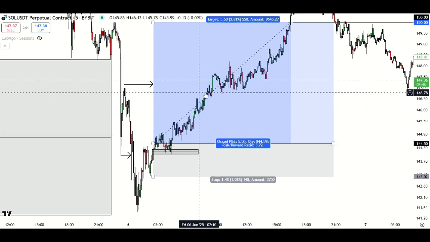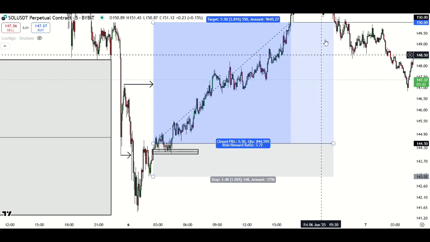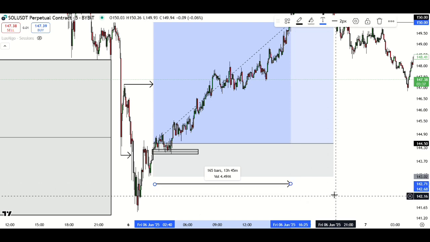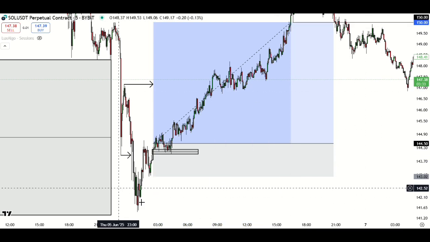As you can see over here, I took this trade on the 5 minutes and I got a 3.72 RR, and this trade took me about 14 hours. It can take you less, it all depends on the volume. But anyways, let's get into this.